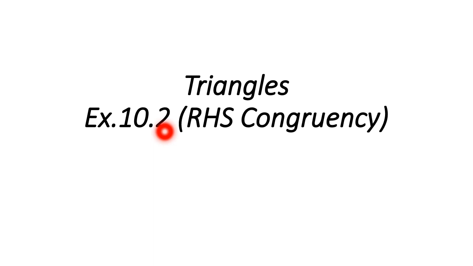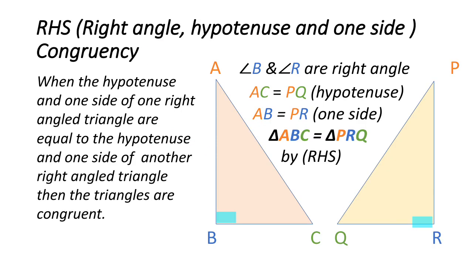This is for exercise 10.2 of class 9 math, and the rule of congruency that we are going to learn is the RHS congruency. RHS congruency means right angle, hypotenuse, side congruency. See the statement: when the hypotenuse and one side of one right angle triangle are equal to the hypotenuse and one side of another right angle triangle, then those two right angle triangles are congruent to one another.